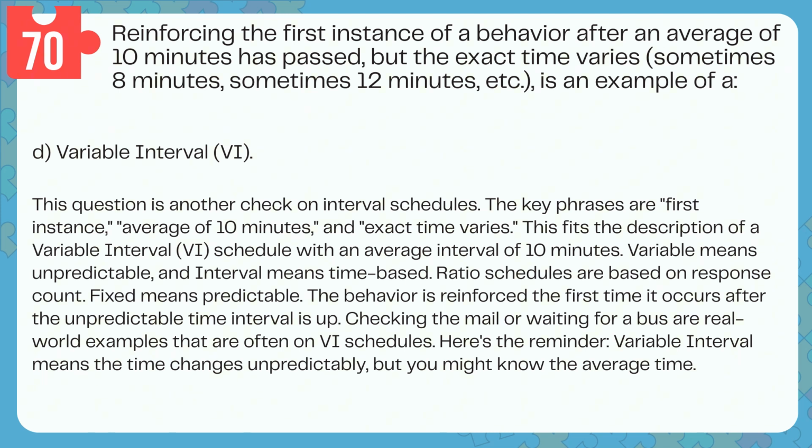This question is another check on interval schedules. The key phrases are first instance, average of 10 minutes, and exact time varies. This fits the description of a variable interval, VI, schedule with an average interval of 10 minutes. Variable means unpredictable, and interval means time-based. Ratio schedules are based on response count. Fixed means predictable. The behavior is reinforced the first time it occurs after the unpredictable time interval is up. Checking the mail or waiting for a bus are real-world examples that are often on VI schedules. Here's the reminder. Variable interval means the time changes unpredictably, but you might know the average time.